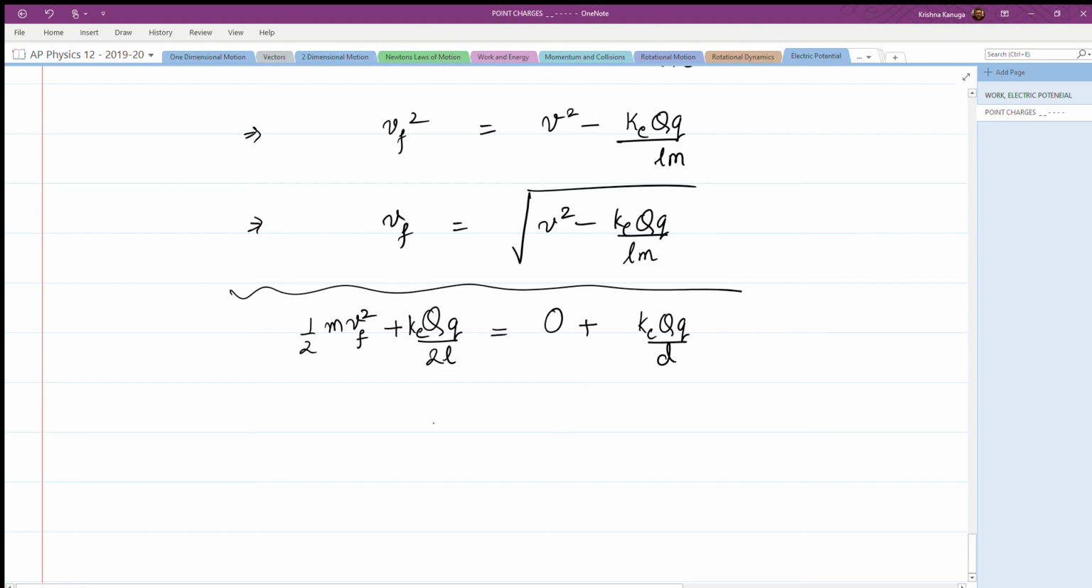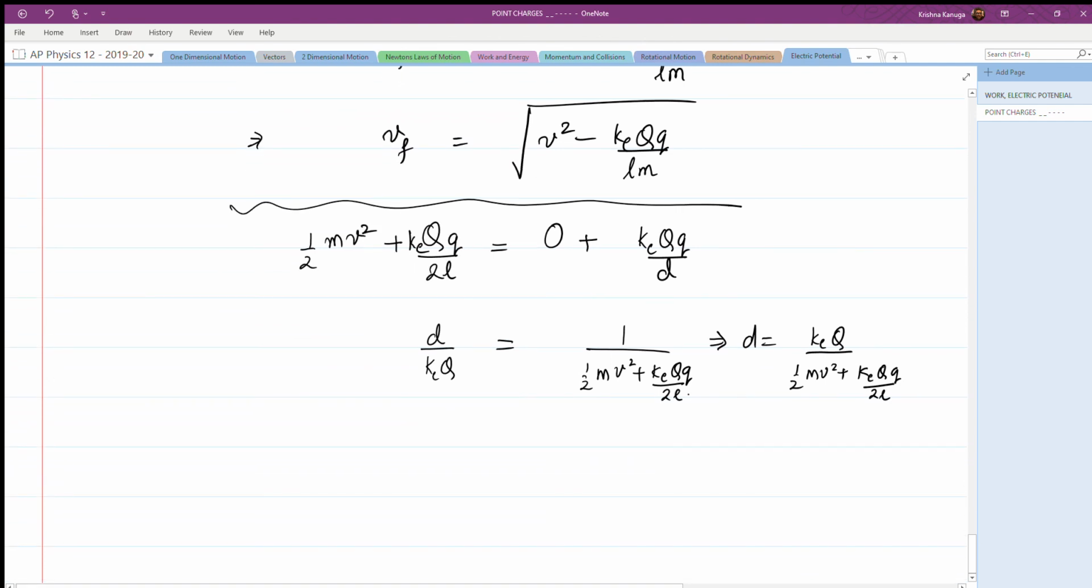Now we can just move some things around here and end up solving for D. So D over kQq would be equal to 1 divided by 1/2 mv squared plus kQq over 2L. Oh no, sorry, this should have been mv squared. And so D would be kQq over 1/2 mv squared plus kQq over 2L.